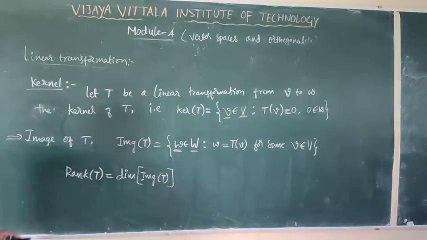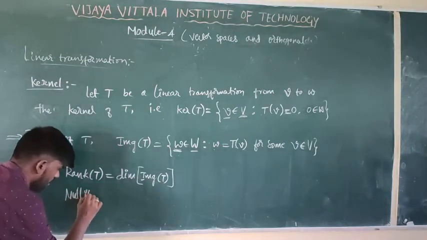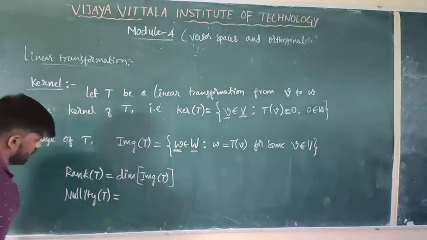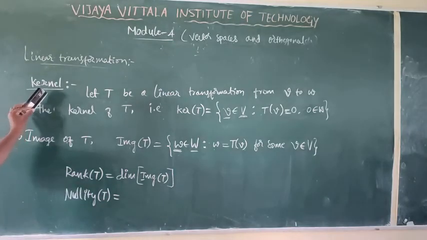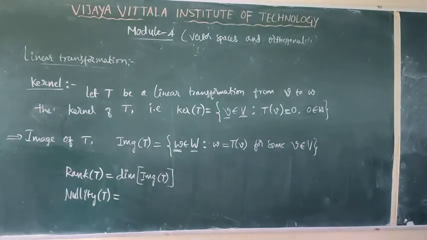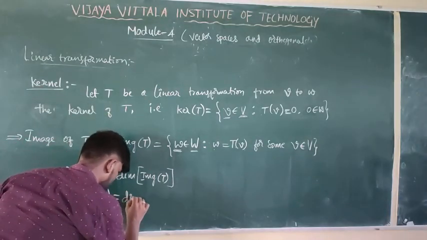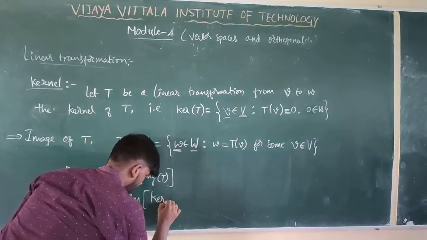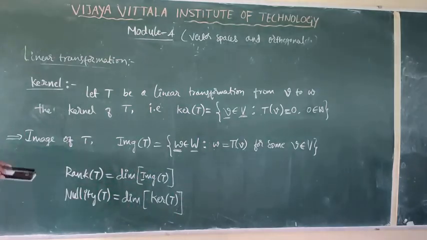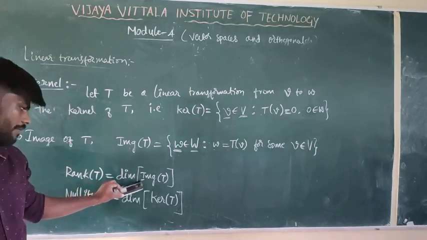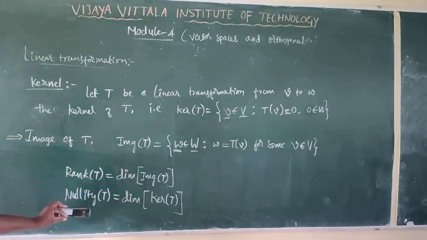And the nullity of T is the dimension of the kernel of T. These two are further studied in the rank-nullity theorem. This is the kernel and the image of T. The rank of T is equal to the dimension of the image of T, and the nullity is equal to the dimension of the kernel.